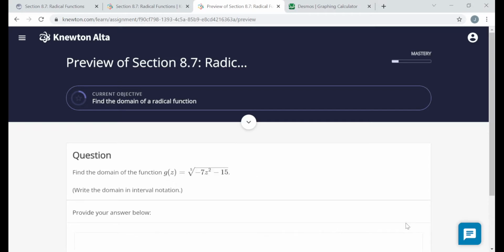The next question is on the same stuff, right? Same stuff. Find the domain of a function, a radical function. So just state what values you can replace the input variable with and get a real number output. So once again, I'll write this function out and we'll talk about it.